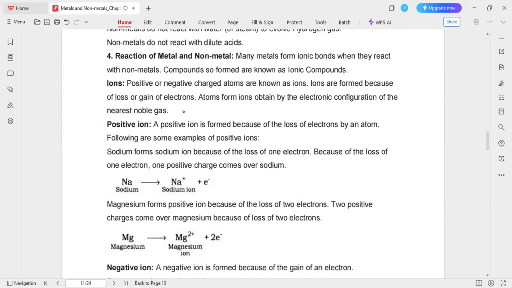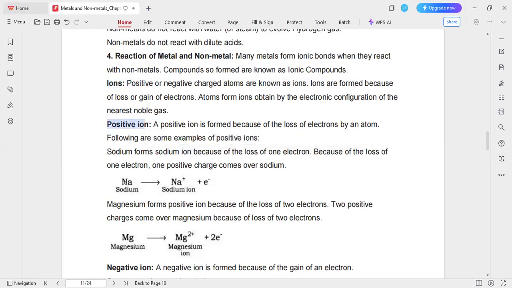They will form an ionic bond. How are they forming it? They are actually ionic compounds. Remember, this is the most important topic of this chapter. Many metals form ionic bonds when they react with non-metals. So there are two types of ions. Positively charged ions are called cations. Negatively charged ions are called anions.